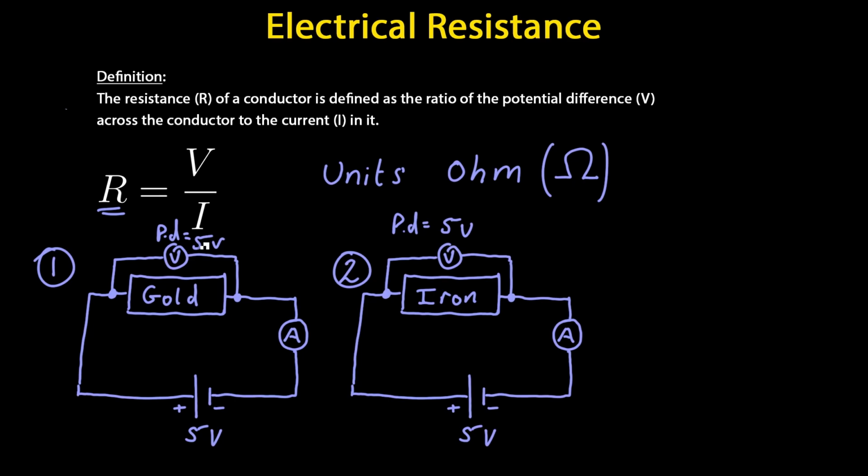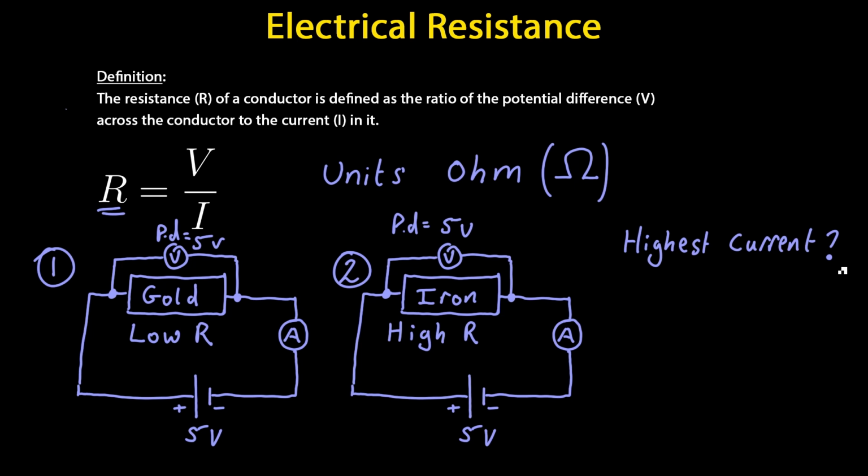So let me ask you a question. If I told you that the iron material here has a higher resistance than the gold, could you tell me which circuit will show the highest current flow on the ammeter? And remember, both the metal bars, the iron and the gold, have the same dimensions and are at the same temperature. Now, this is important because the temperature and the dimension of the material can affect the resistance, and we'll get into that in a future lesson.